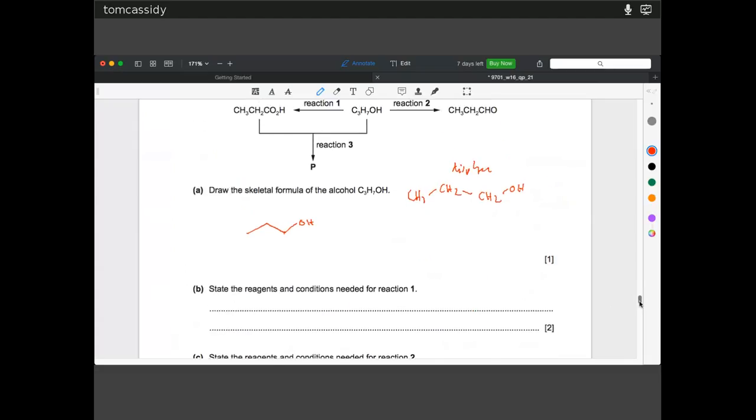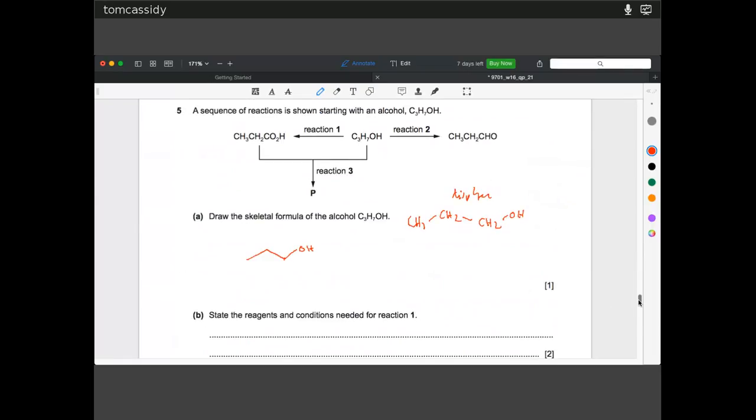Okay, so we've got to figure out the conditions. We're going from an alcohol to a carboxylic acid. That's an oxidation. And so we're going to have a good oxidizing agent. You can use acidified potassium dichromate. But what you're wanting to do is make sure that you convert the alcohol completely to the carboxylic acid. Let's just go down to the one that's following on from this to help us with that.